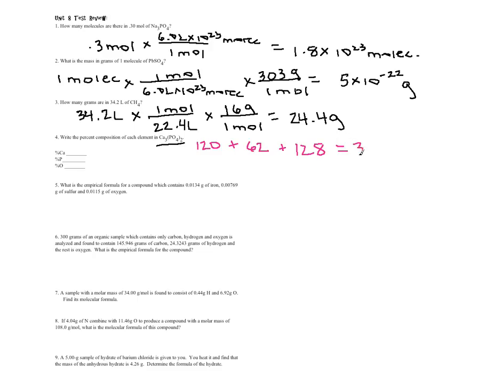Now, to find the percent composition when I'm only given the compounds and not the grams, you need to take the atomic mass of each element, which I've written out right here, and divide it by the total. Okay, that tells you how much each element contributes to the total. So it's going to be 120 out of 310. So you're going to take 120 in your calculator and divide it by 310. And what I get is 38.7%. So I'm going to put 38.7%. Perfect. Next one, 62 divided by 310.